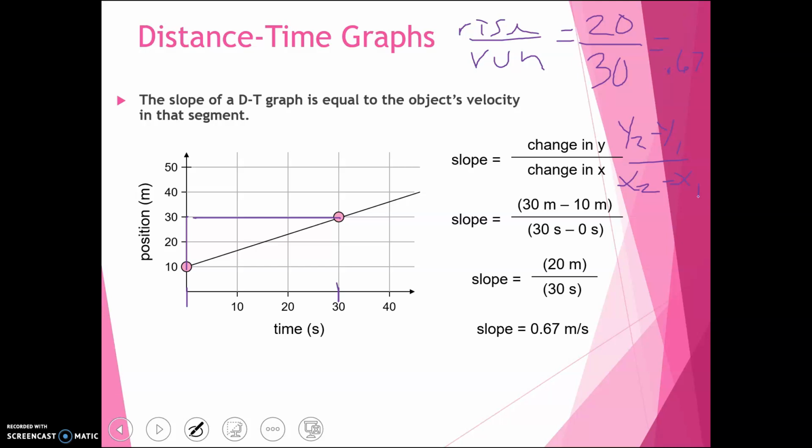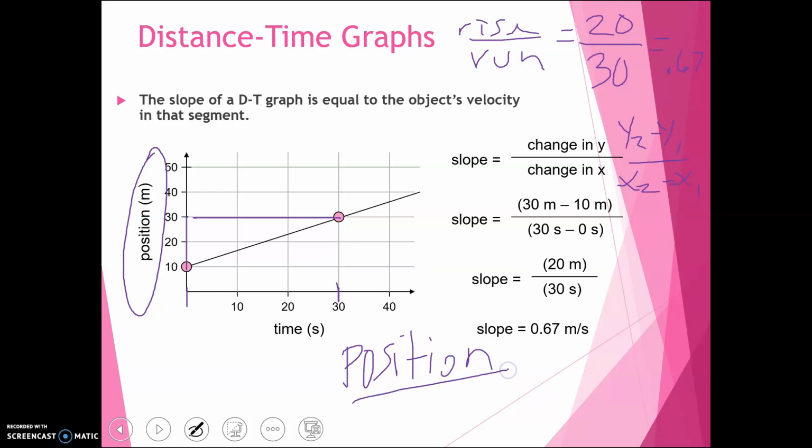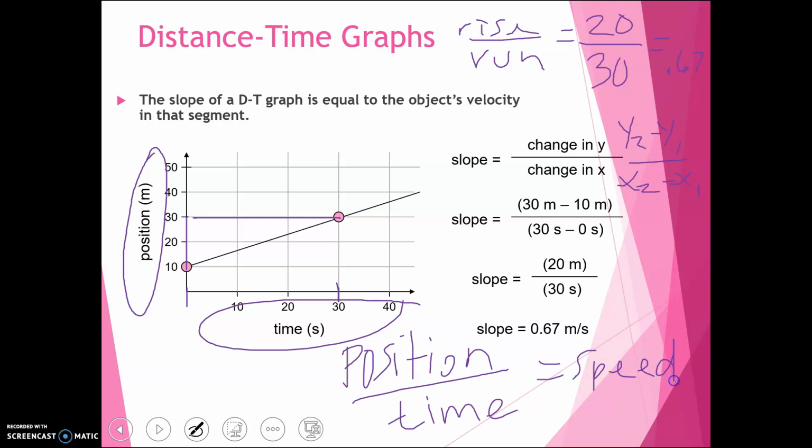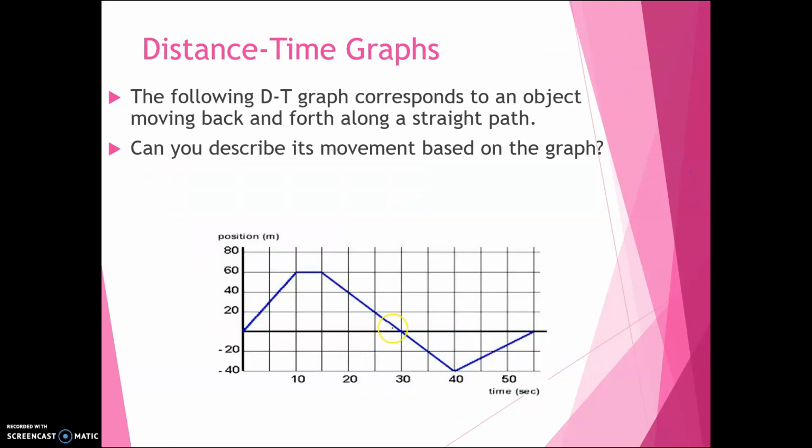So when you solve for the slope, notice that your change in y values is position. So you essentially have position on top divided by, well, you're changing your x values as time. So if we're talking position over time, you're solving for speed or for velocity. So anytime you find the slope of a line on a distance versus time graph, you're essentially solving for the speed. So this slope that we calculated, the 0.67 meters per second, that's the speed of this object that we've graphed.